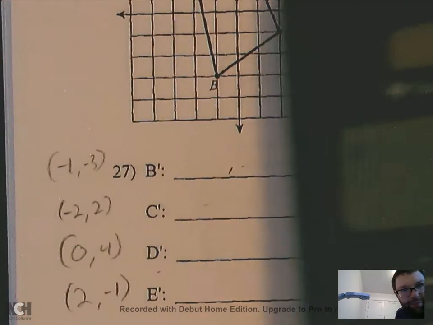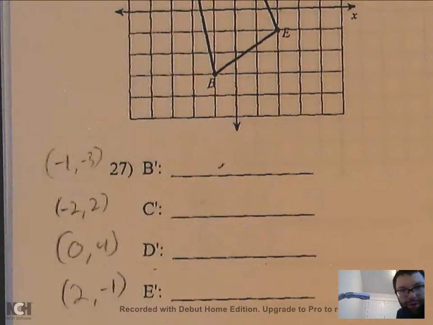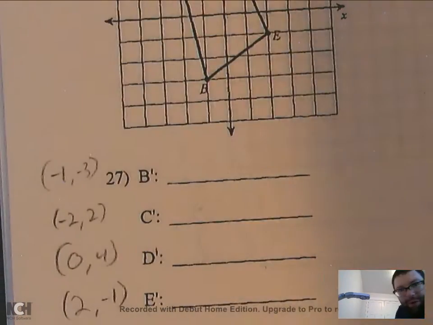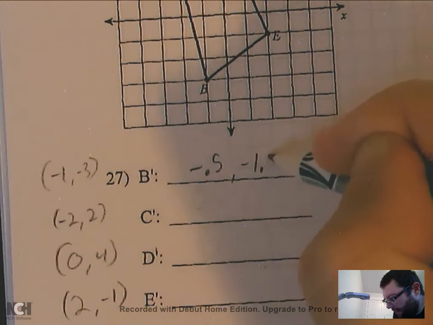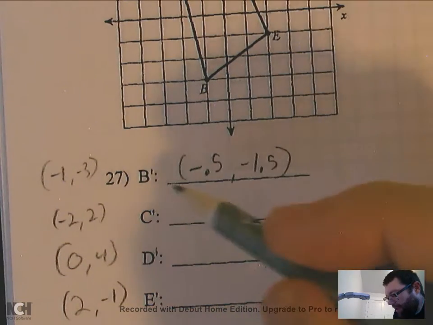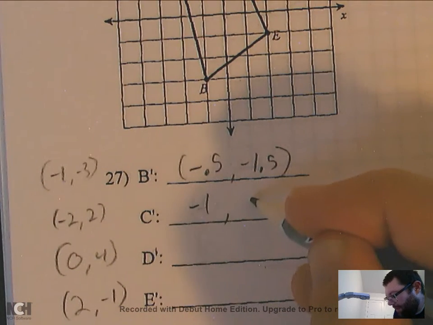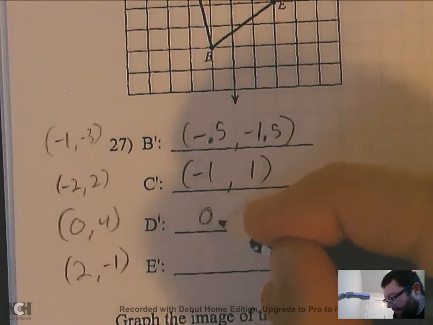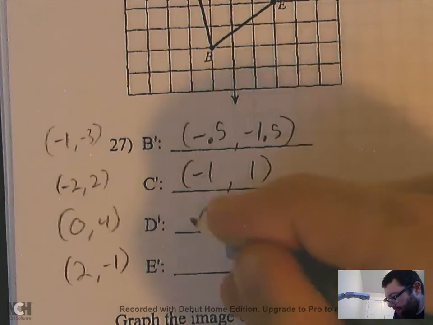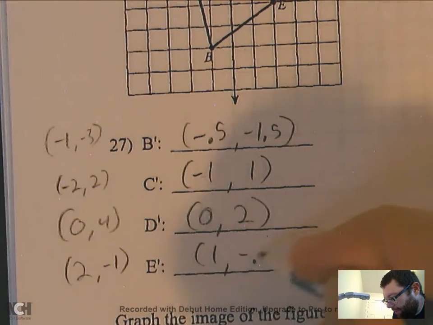So in your calculator if you want, although I'm going to do those in my head because I can, you would just do like negative 1 times 0.5 to get negative 0.5, right? So when you multiply B's numbers by 0.5, you'd get negative 0.5 and negative 1.5 for B prime. And then for C, negative 0.5 times negative 2 is just negative 1, and 0.5 times 2 is 1. So there's C prime. 0 times 0.5 is still 0, and then 4 times 0.5 is 2. So there's D prime. And then E prime would become 1 and negative 0.5.